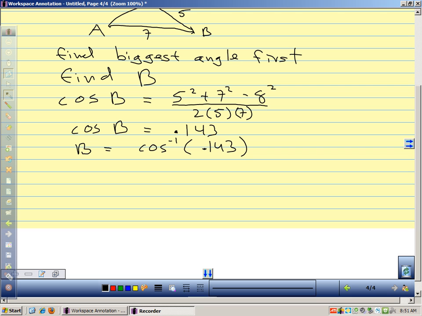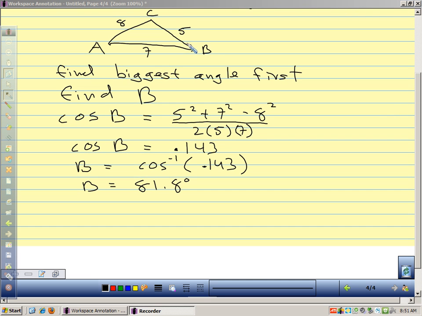All right. So when we do the inverse cosine, B comes out to be about 81.8 degrees. So now we know one of our angles. This is 81.8 degrees.